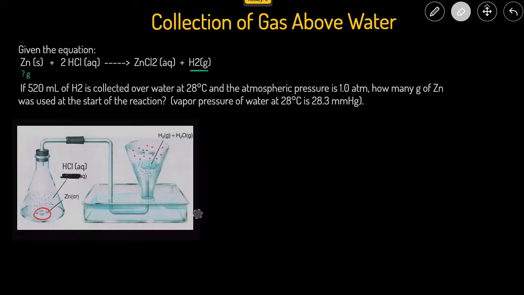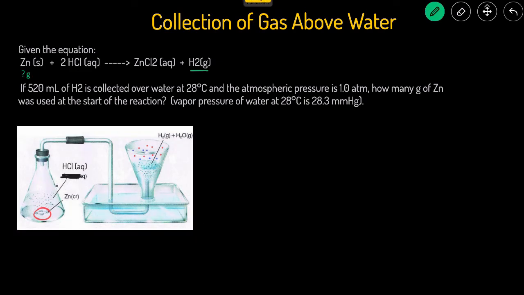Let's start with just a picture. So here's a picture I found online, and I modified a little bit. We have zinc that is reacting with the hydrochloric acid in a flask, and then it's going to produce hydrogen gas, and the gas is going to flow through this tube, and it's going to get collected above the water, hence the term collection of gas above water.